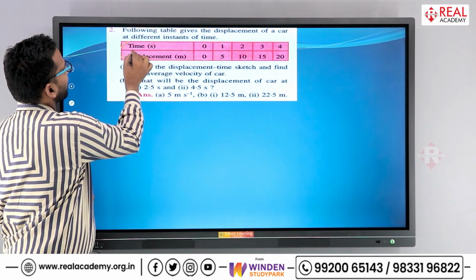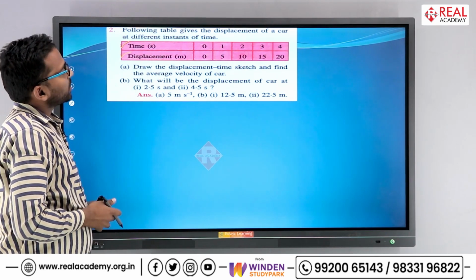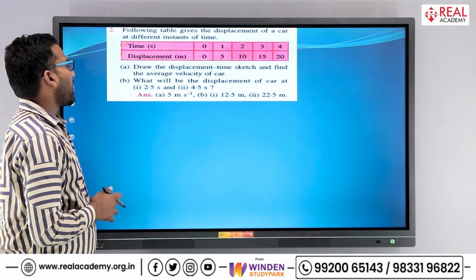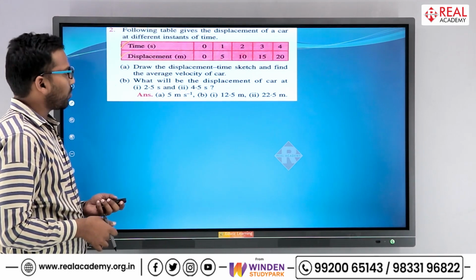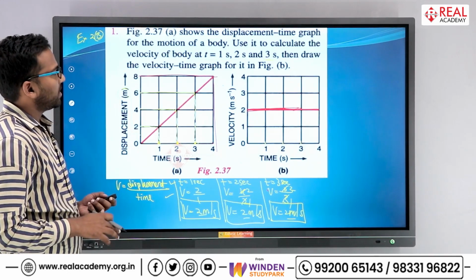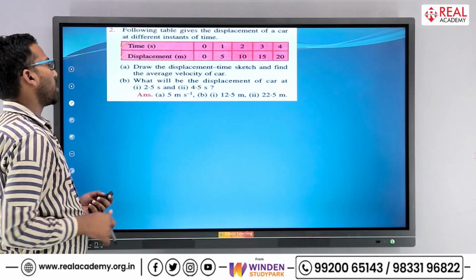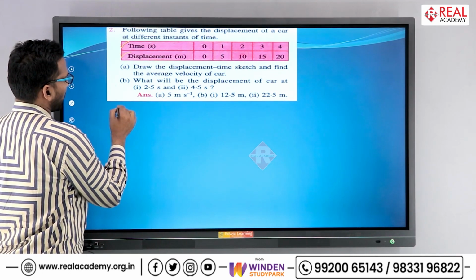Different instants of time with respect to displacement. Okay, so the question goes like this: draw the displacement-time graph and find the average velocity of a car. It is a question of vice versa. Here the table is shown and we need to draw the displacement-time graph. Okay, let us try to analyze.